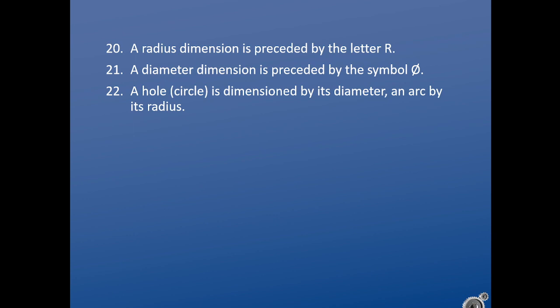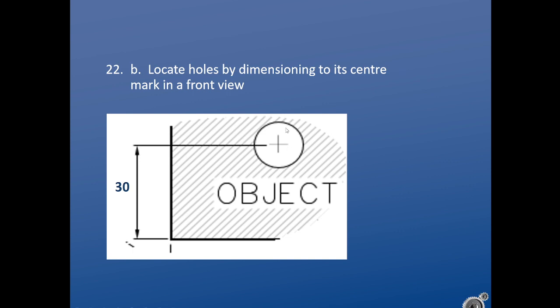Radii are dimensioned with an R. Diameters are dimensioned with the diameter symbol. Circles, holes, complete rounds are always dimensioned with a diameter. Partial rounds are dimensioned with a radius. We dimension the center of holes, and typically the center of all round objects or round items, rather than to their edges.